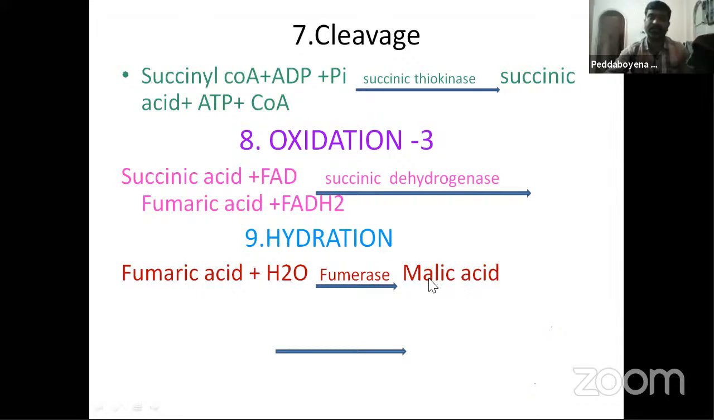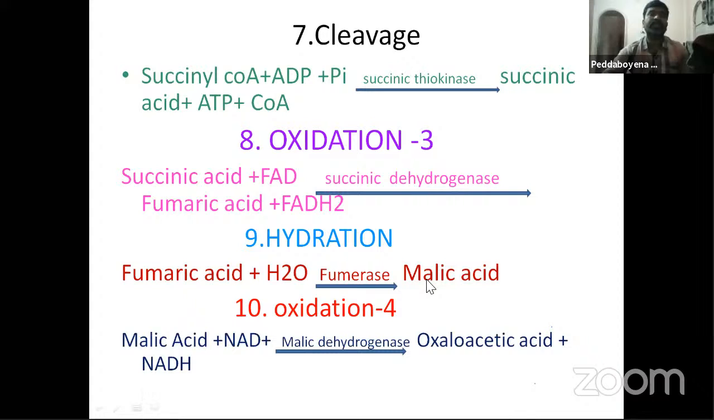Malic acid. So next one, what is that? Oxidation 4. So next is malic acid. In this reaction, similarly, NAD plus is reduced to NADH plus H plus, as here malic acid, NAD plus, in the presence of malic dehydrogenase, forms oxaloacetic acid. So these are the 10 reactions of the Krebs cycle.